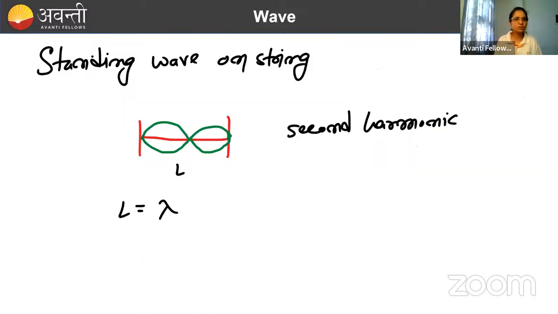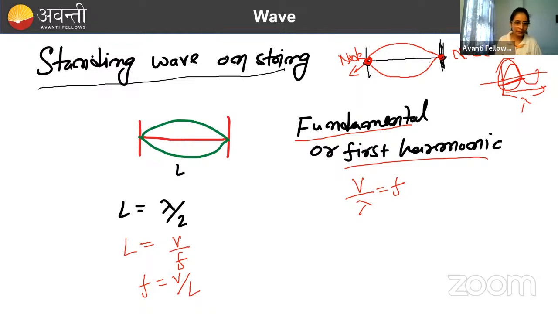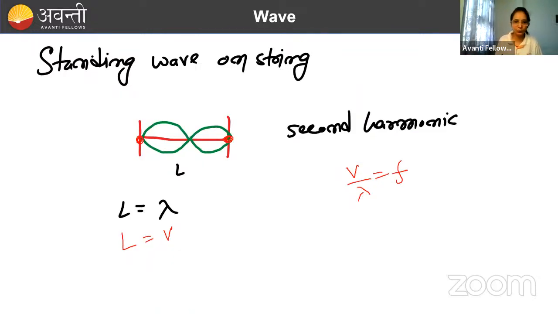Now we can do this for many configurations. The second kind of wave that can be generated on this string will look like this. The only constraint is that these two points must always be nodes. So we can draw another wave like this also. So L will be equal to lambda. Again, V by lambda will be equal to frequency. So here lambda can be written as what? Sorry, here it was lambda by 2, I removed the 2. So here it will be 2L. Sorry. L is equal to V by F, so F will be equal to V by L. And this is called your second harmonic.